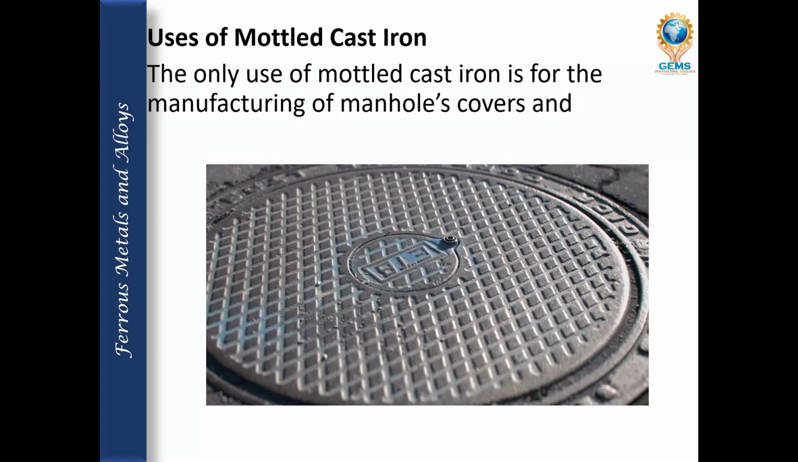So this is the example I want to show. Basically, these are the usages. The main use of mottled cast iron is for the manufacture of manhole covers. This is a manhole cover that is available even in the drainage systems and all. Many people would have seen this drainage cover. Basically they use this material for those purposes. For making the manhole covers, they use this mottled cast iron. And pipes also they use. Making pipes also they can do with this mottled cast iron.